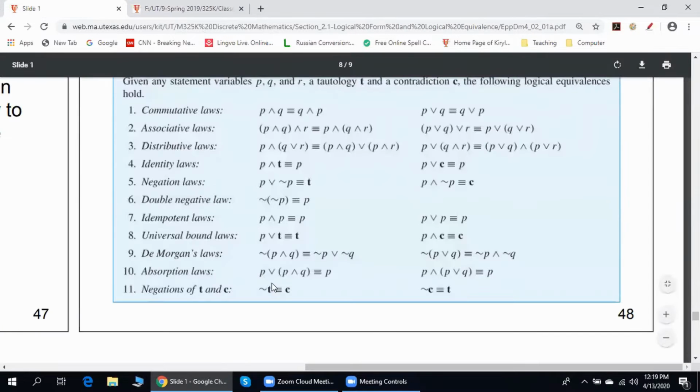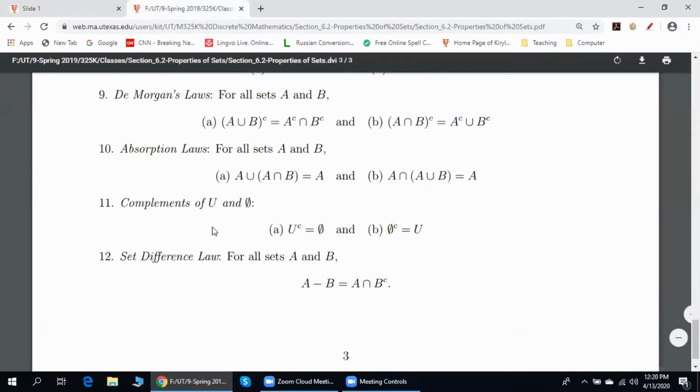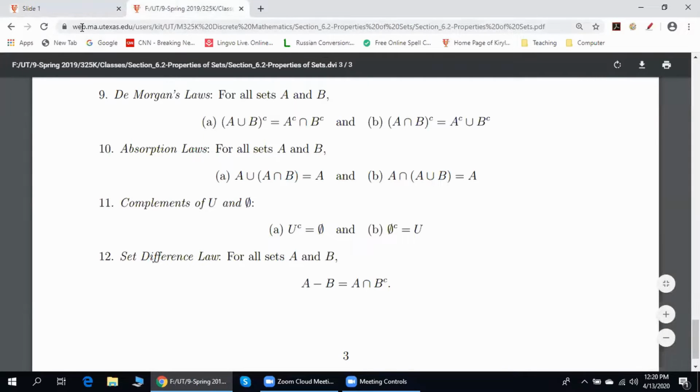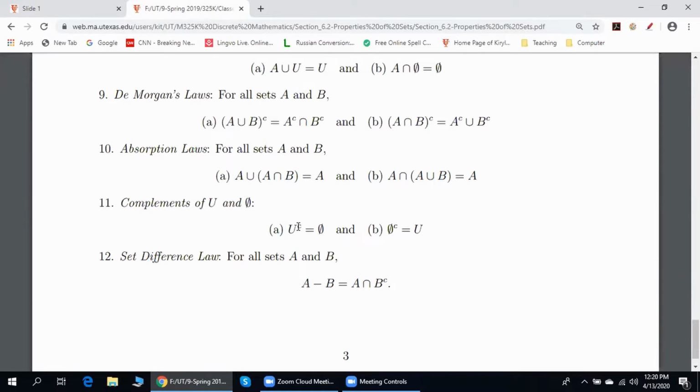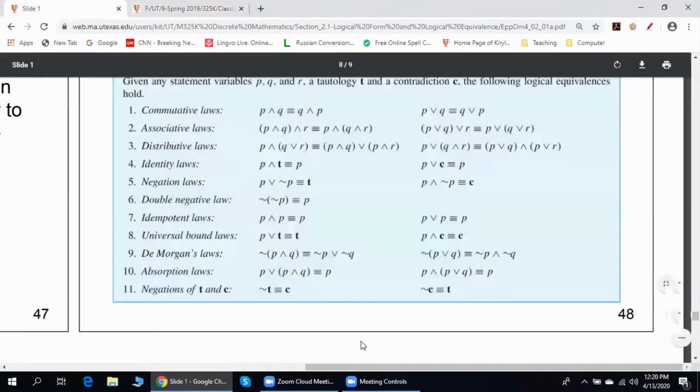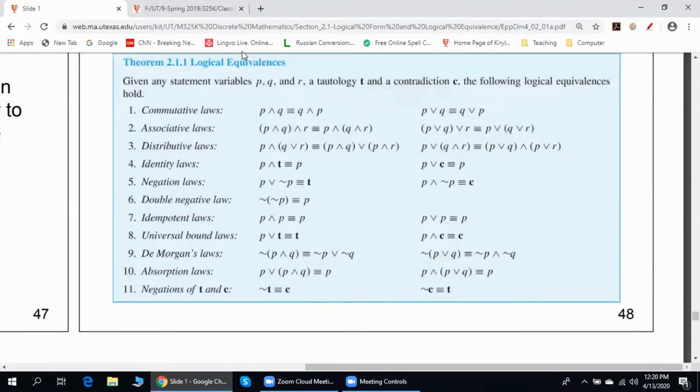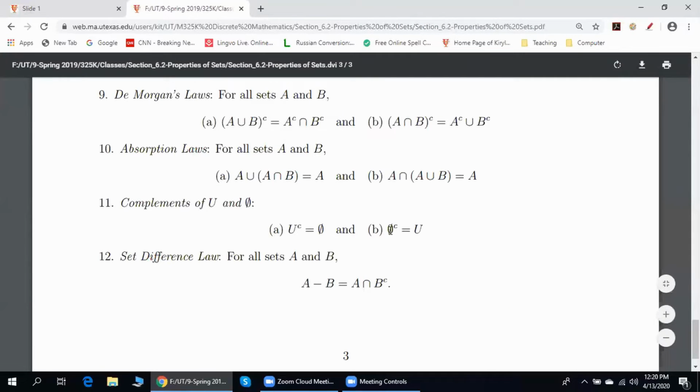Compare also 11 for logical identities and 11 for set identities. Complement of the universal set is the empty set. Over here, negation of tautology is equivalent to contradiction. Here, complement of the empty set is the universal set. Over here, negation of contradiction is equivalent to tautology.